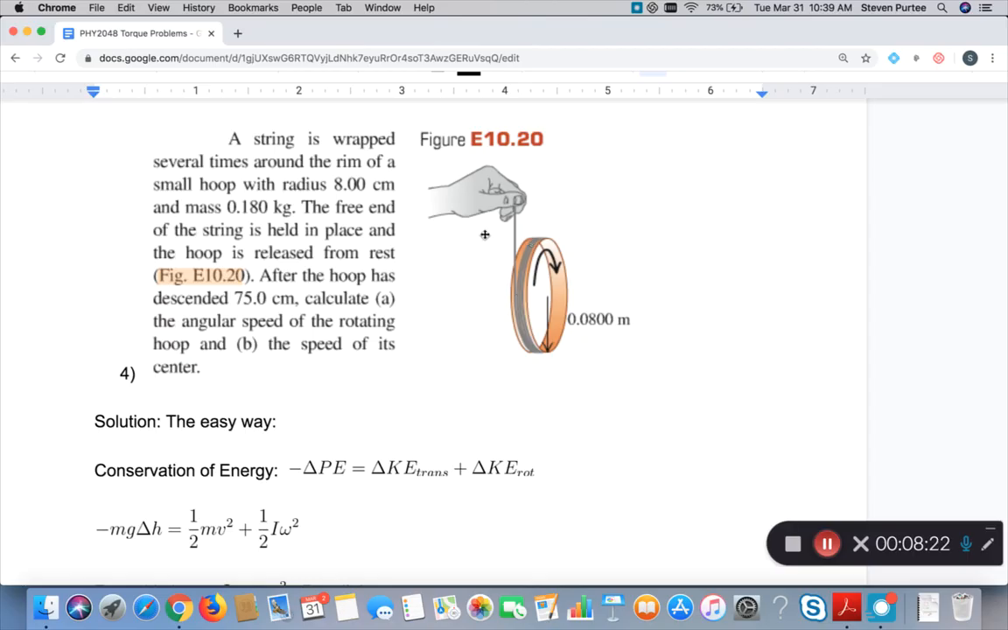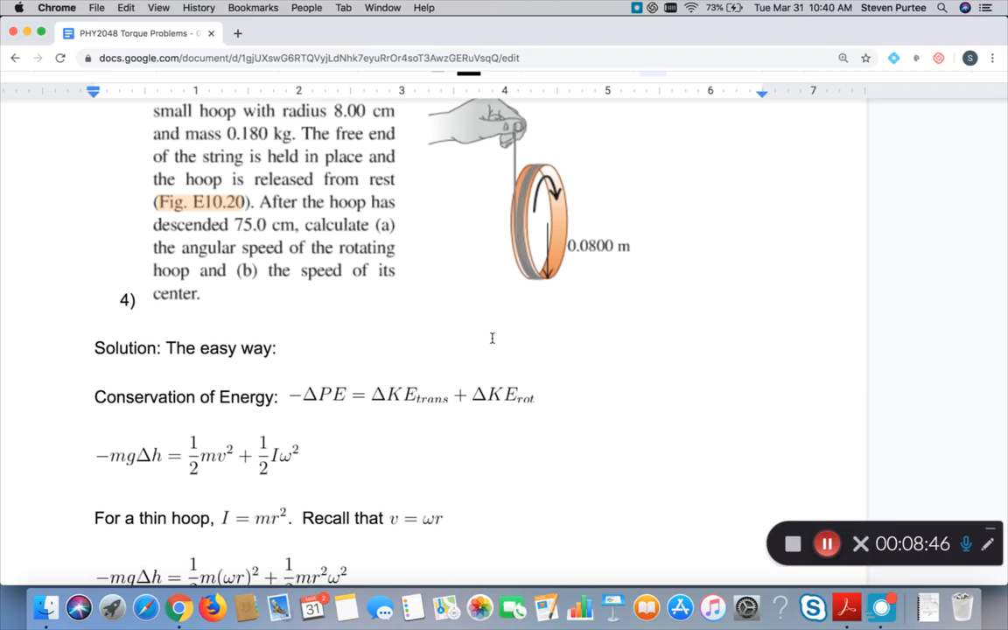So we got this yo-yo here. We're going to let it roll down. We're told how far it rolls down. It goes down 75 centimeters. We're going to find the final angular speed and its linear speed. We're going to find V and omega. 2 different ways to do this.